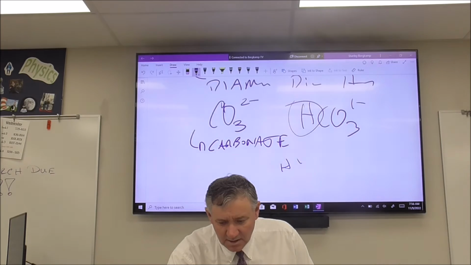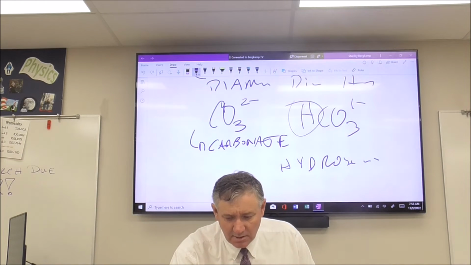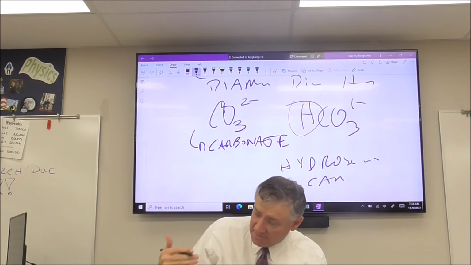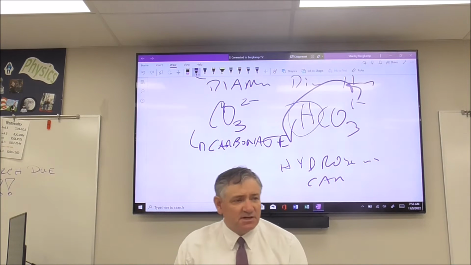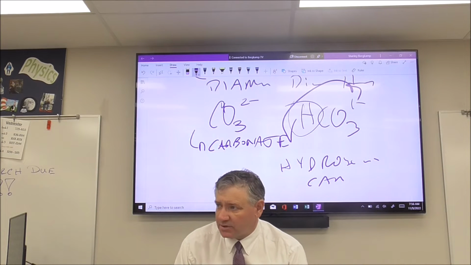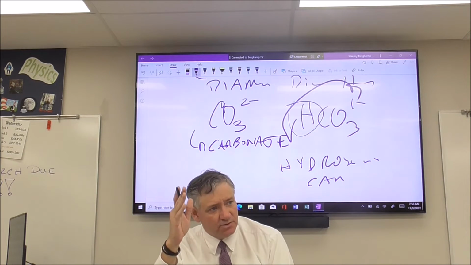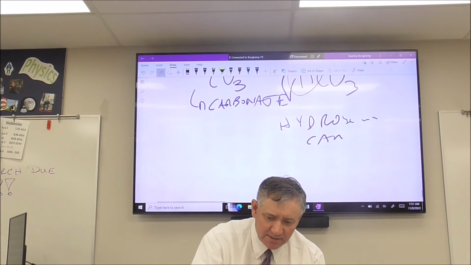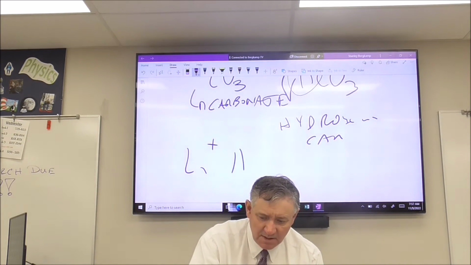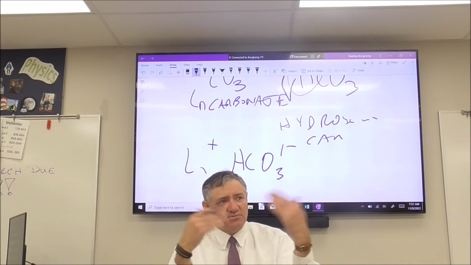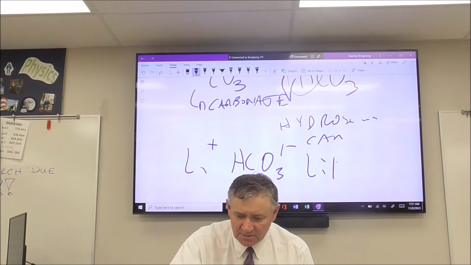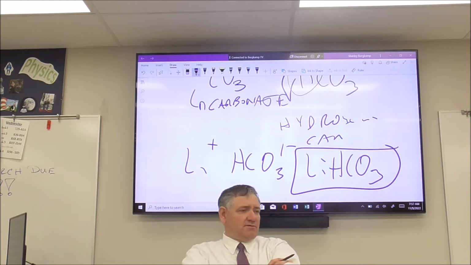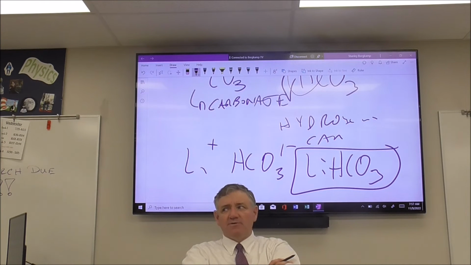So this is hydrogen carbonate. The only difference is you put the hydrogen in front of it, but then you knock the oxidation state down by 1 because this hydrogen gave it an electron. So you went from 2 minus to 1 minus. So for lithium hydrogen carbonate, the lithium is 1 plus, the hydrogen carbonate is 1 minus. Swap them out, they're in a 1-to-1 ratio, easy peasy, lemon squeezy, LiHCO3. That's all there is to it. Do not make that one complicated.